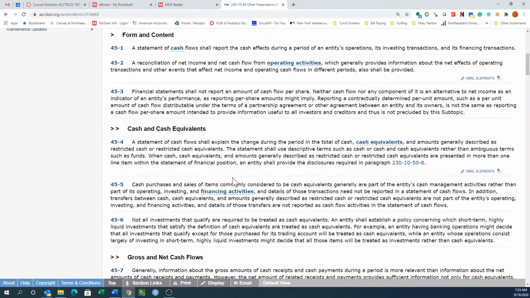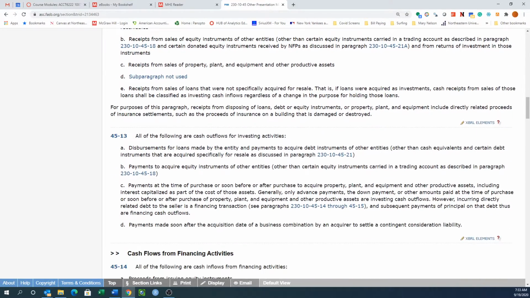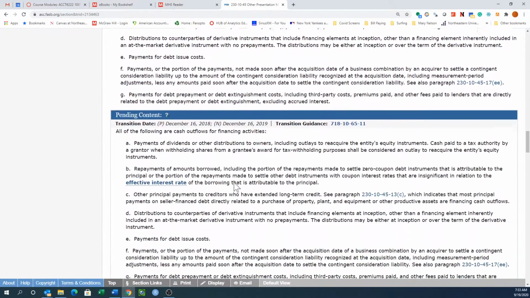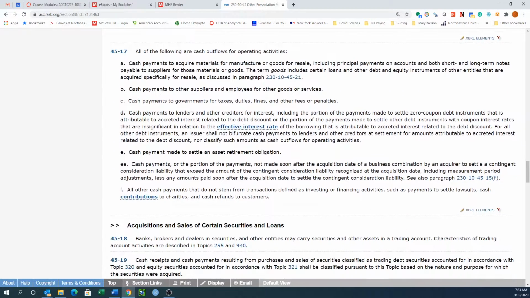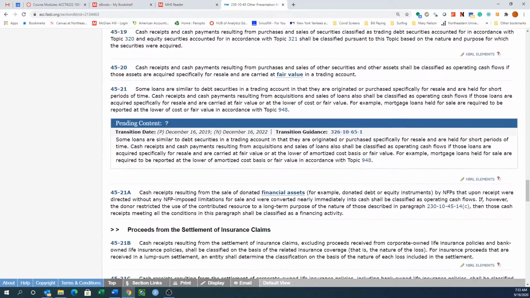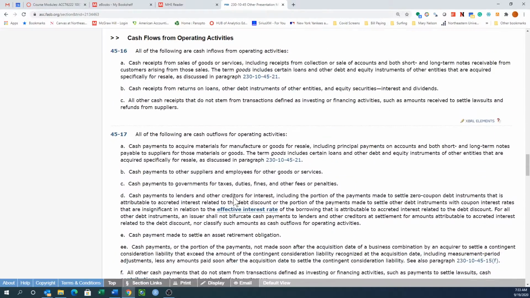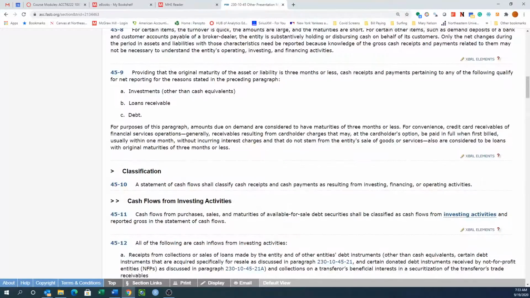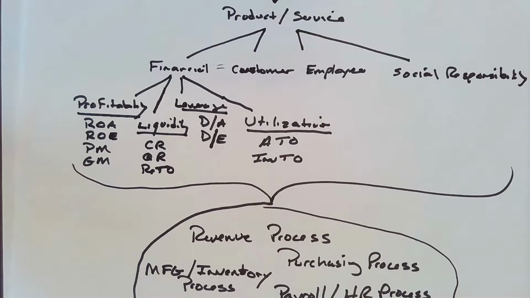It's going to define what are cash and cash equivalents, gross versus net cash flows, on and on, as far as our classification between financing, investing, and operating activities. So this is a pretty quick read as far as the codification is concerned, but we're going to do a lot of interesting things to try to figure out, can I create a cash flow statement from the rest of my financial reports? And that's really what I want you to be able to get your head around.